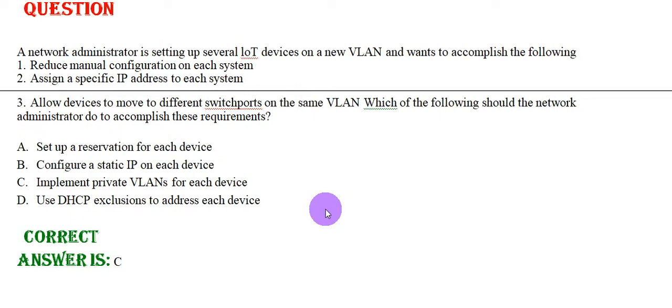A network administrator is setting up several IoT devices on a new VLAN and wants to accomplish the following: reduce manual configuration on each system, assign a specific IP address to each system, and allow devices to move to different switch ports on the same VLAN. Which of the following should the network administrator do to accomplish these requirements? Here are the options. Option A, set up a reservation for each device. Option B, configure a static IP on each device. Option C, implement private VLANs for each device. And option D, use DHCP exclusion to address each device. The correct answer is option C.